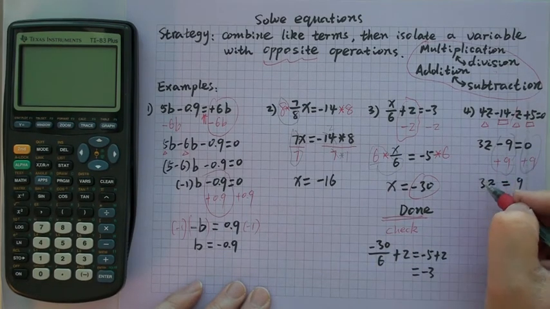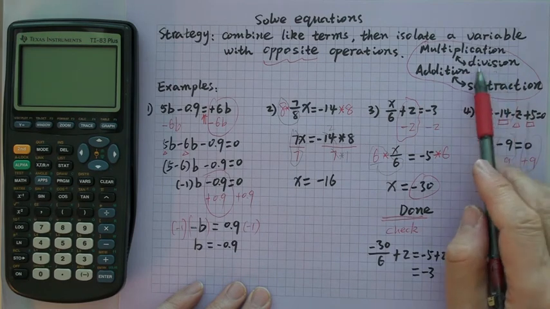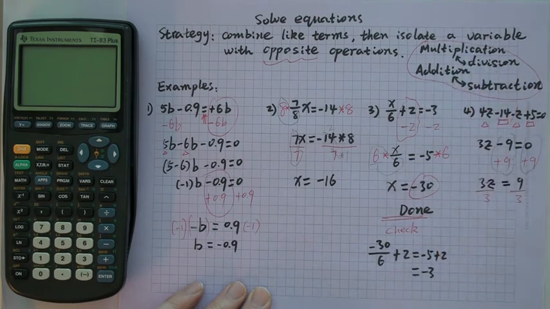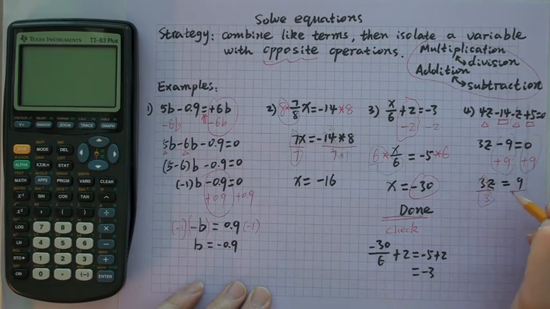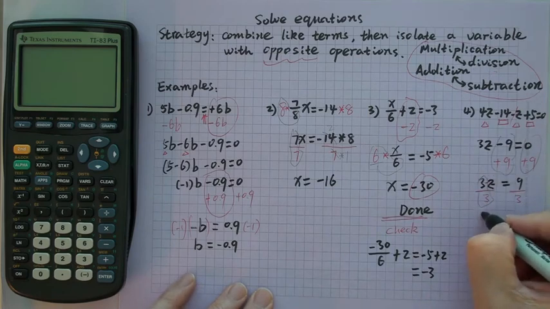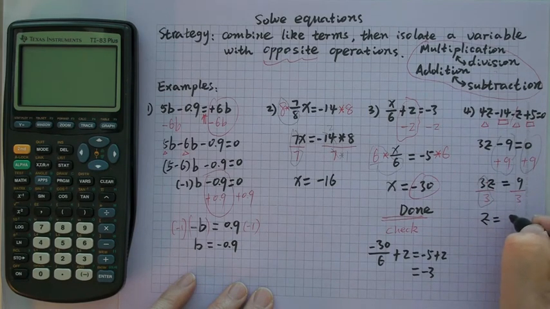Again, between 3 and z is multiplication. So to isolate z, you want to use division. Then you can cancel the 3s, and z equals 9 divided by 3, which is 3.